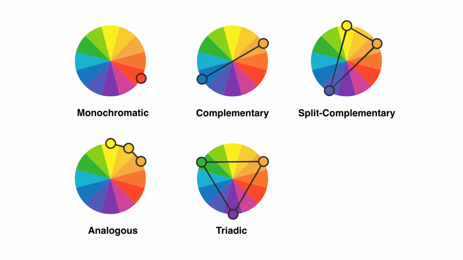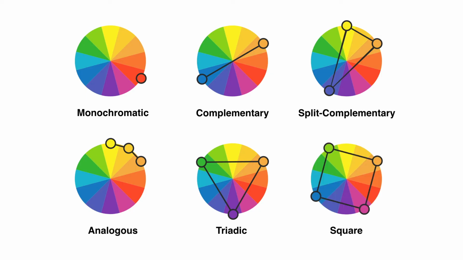A triadic color scheme is any 3 colors evenly spaced around the color wheel. Think of this as a triangle across the color wheel. To use a triadic color scheme successfully, the colors need to be carefully balanced. Allow one color in your design to dominate, while using the two other colors as accents. And a square color scheme is any 4 colors evenly spaced around the color wheel.